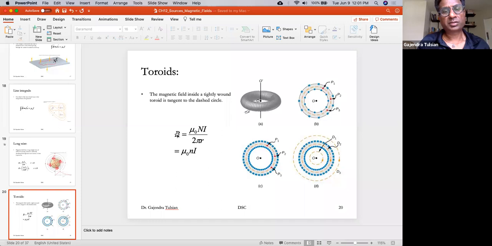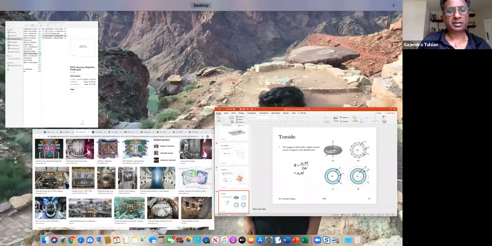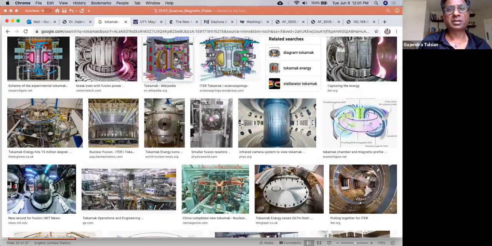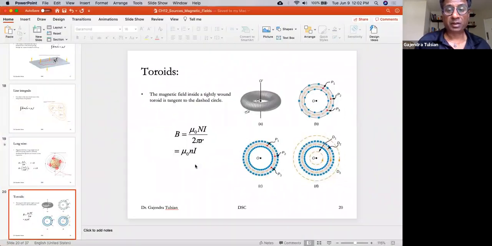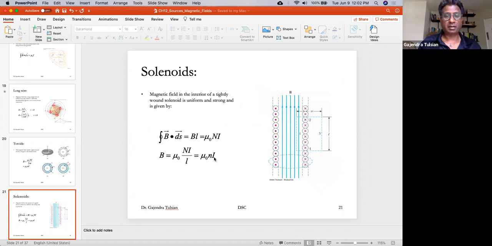So if you want a strong magnetic field, you can either increase I or you can increase n. In these plasma reactors, the hotter the gas, the stronger the magnetic field you need to trap it, to make sure that it doesn't hit the walls. So anyways, that's one of the reasons why we use these toroidal shaped solenoids.